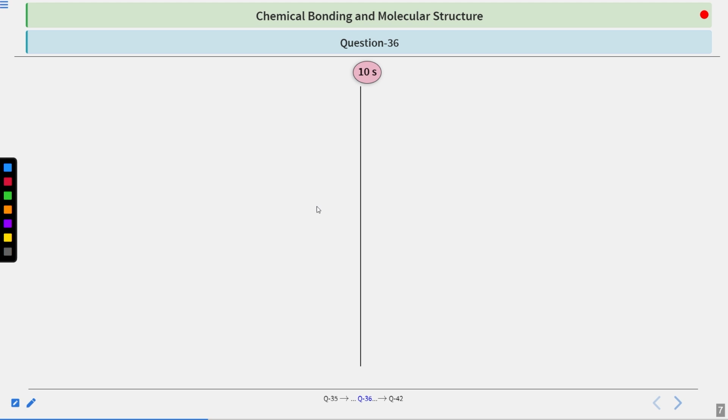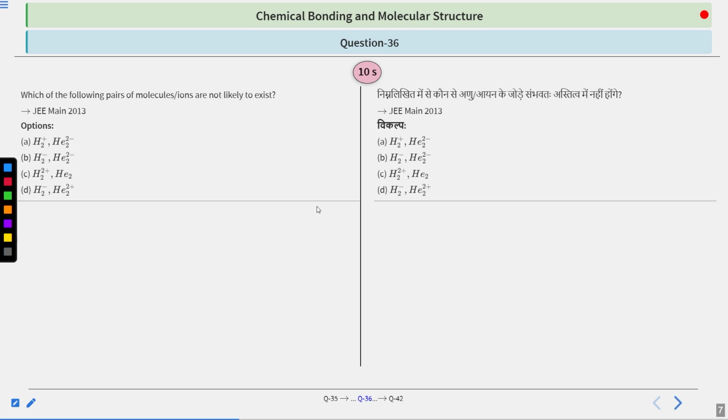Question number 36 says: which of the following pair of molecular ions are not likely to exist? Your options are: A, H2 plus, He2 2 minus. B, H2 minus and He2 2 minus. C, H2 2 plus, He2. And D, H2 minus, He2 2 plus. You have 10 seconds to solve this question. Your time starts now.